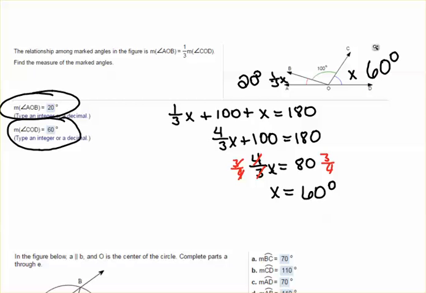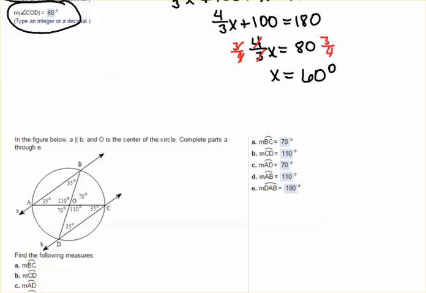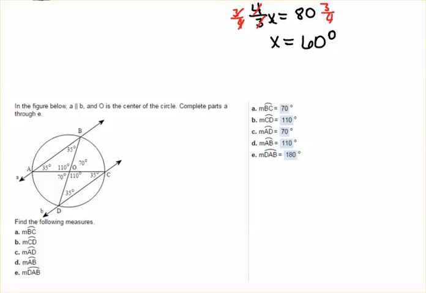And then finally, for our last example, this one looks a lot more complicated than it really is, especially if we understand the relationship between arcs and angle measurements. So here we have one that says in the figure below, A, which is this line here, and B, which is this line here, are parallel. That's what that notation means. And O here is the center of the circle. Complete parts A through E.